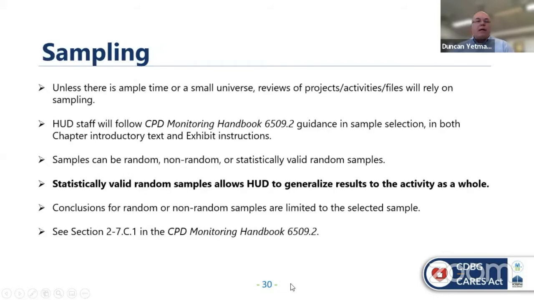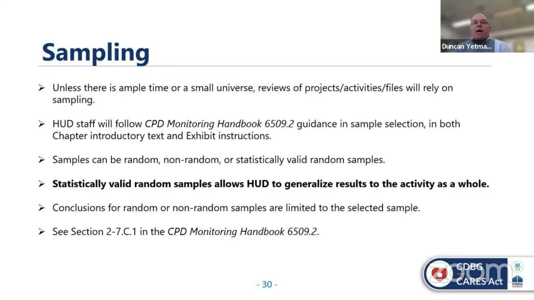One of the things that we like to talk about in any monitoring training is HUD's use of sampling. As we indicated, HUD cannot possibly monitor every grant program and every grantee every year. So whereas we rely on a risk-based 100-point scale score to determine who are the highest risk grantees that we ought to monitor, we also rely on sampling when we're on site to help us make conclusions about the activities which we're reviewing.